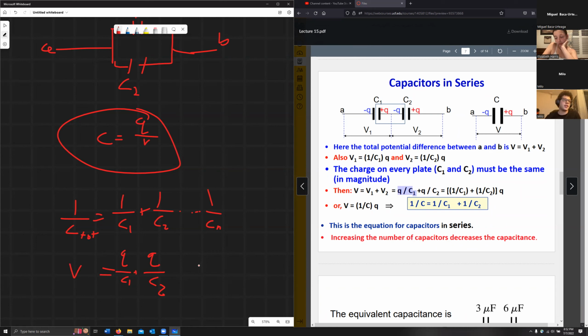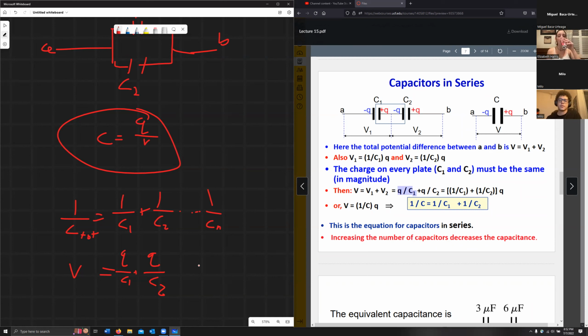If you look at the picture at the top, the leftmost plate is negative Q, and then positive Q, and then negative Q, and then positive Q. So they always alternate. But it is the same charge. Makes sense, because it's a charge for an overall system. And this equation is for capacitors in series.